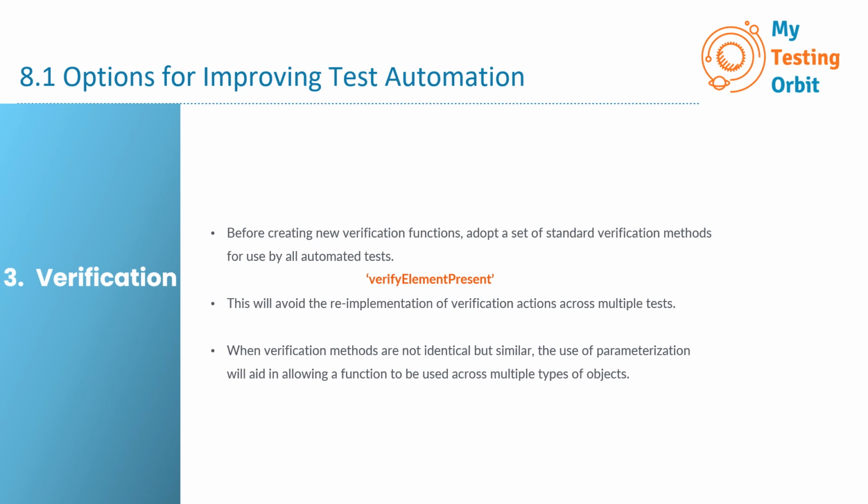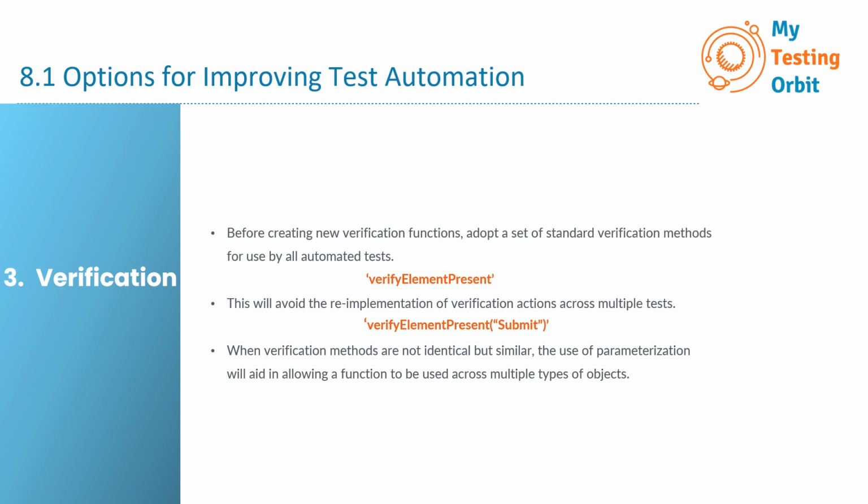So instead of writing separate verification code for each test case, we will utilize these standard verification methods. For example, if multiple tests need to verify the presence of a button known as submit button, they can all call the verify element present method rather than implementing this check individually. Now coming to the next point.